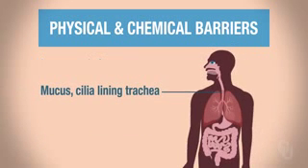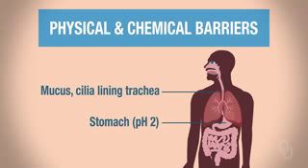Then you have the mucus and the cilia that line the trachea. The mucus traps any foreign particles, and then the cilia works that debris up the respiratory tract and into your mouth so that you can either swallow it or spit it out. If you swallow it, it goes down into your stomach. And remember, the stomach has a pH of 2. It's very acidic. So it's likely to kill most invaders, but not all.